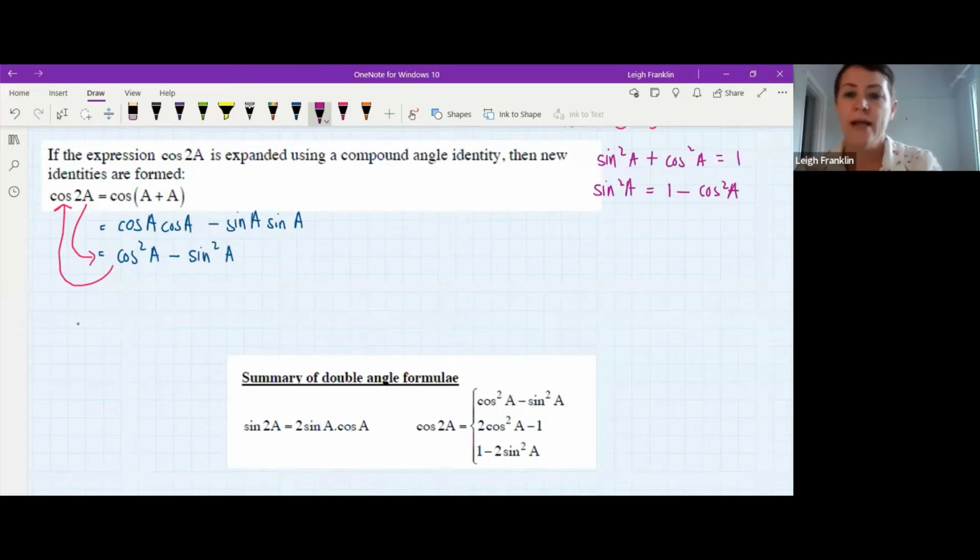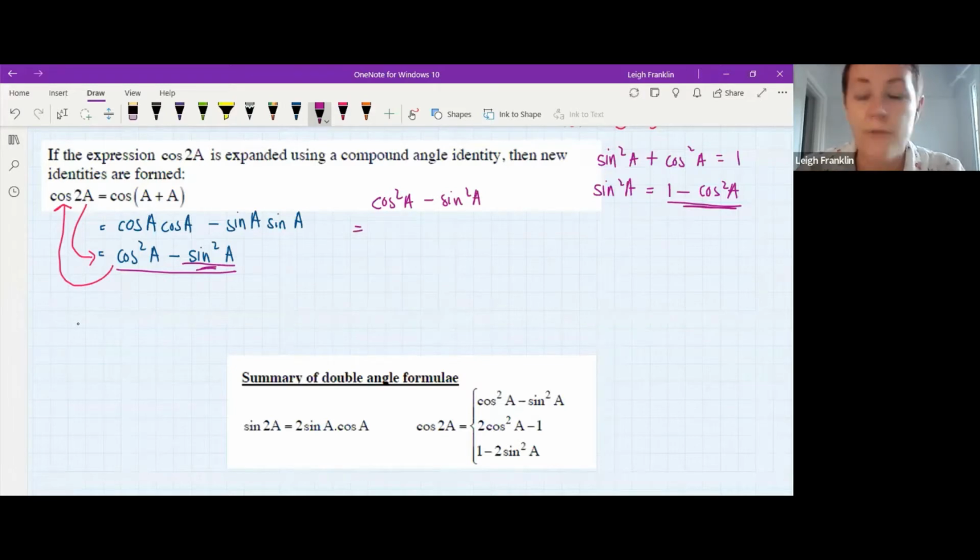Now look here, matrix, what I can do is take this expression over here, and sub in what I've got over here into this. So in other words, I could do this. I'm going to take cos squared A minus sine squared A. And then from my square identity, I've got cos squared A minus, and I'm going to write what sine squared A is equal to. Remember, it's equal to 1 minus cos squared A.